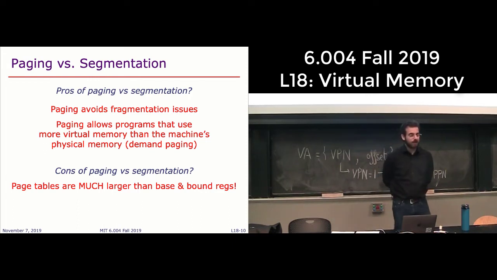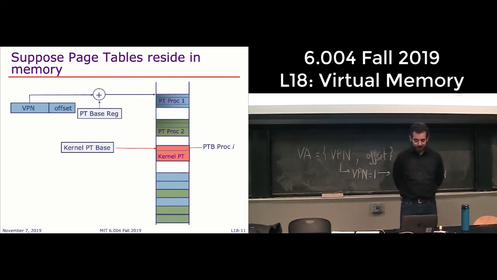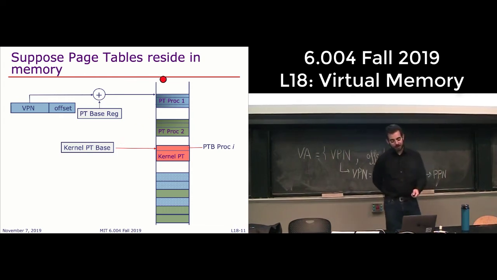And so, of course, the immediate question is, okay, with segmentation it was obvious that we could store this in registers, right? It's just 2 numbers. But where do we store the page tables? Any guesses? So they take a lot of space. We might as well store them in main memory. So the page tables themselves are in main memory.